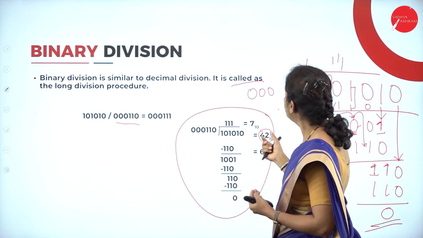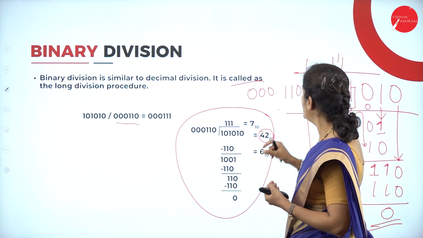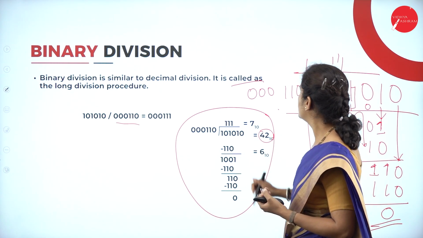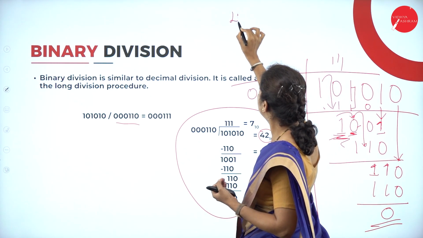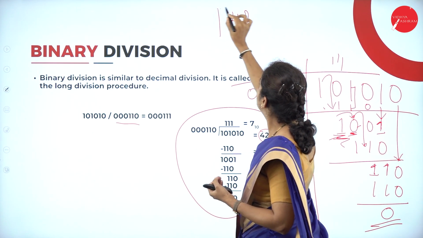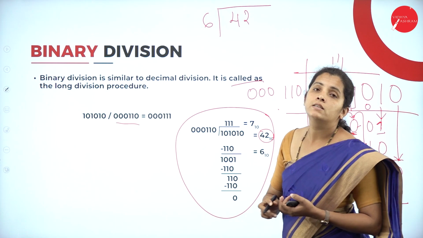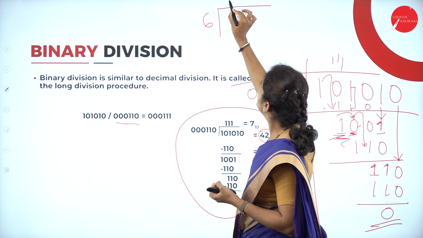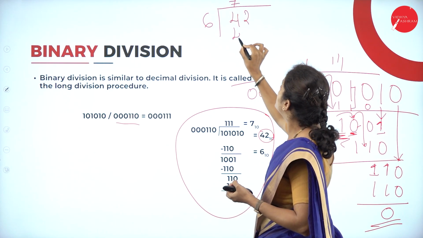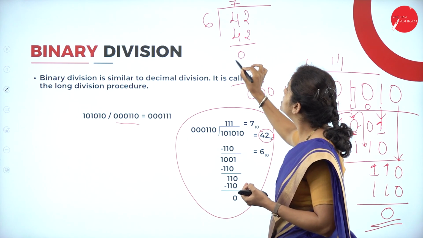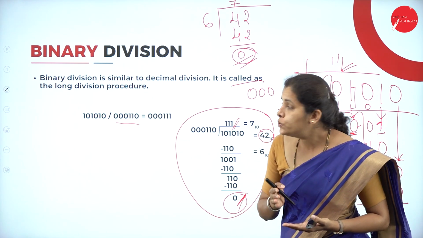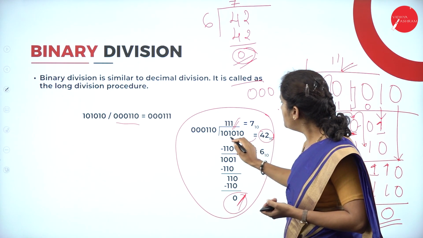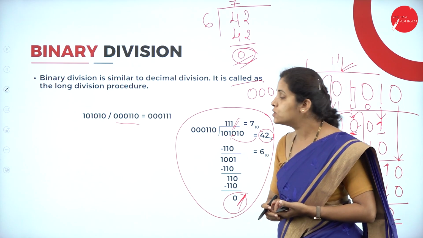Dear students, here I have the decimal value 42 and the decimal value 6. So I'll write 42 divided by 6. 6 sixes are 36, 6 sevens are 42. So here I have 7 and 42, and the remainder is 0.